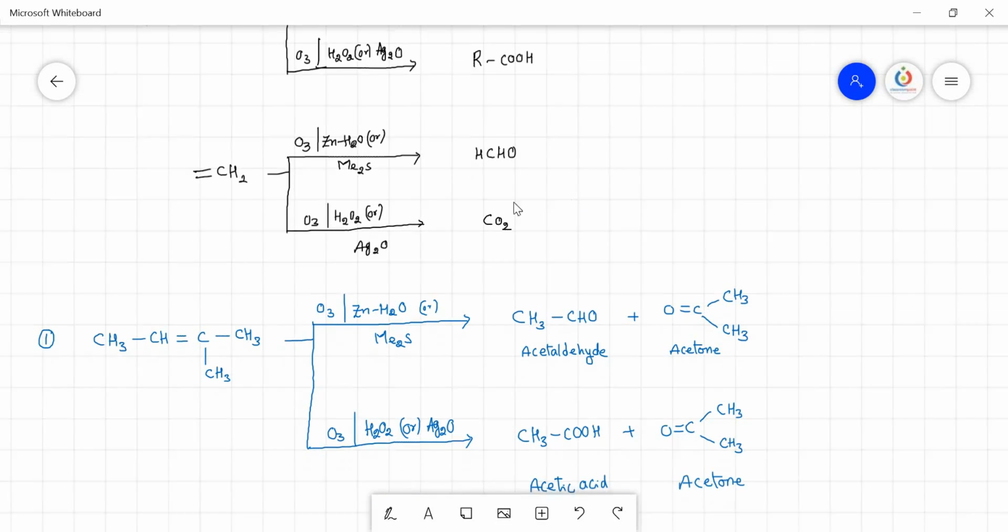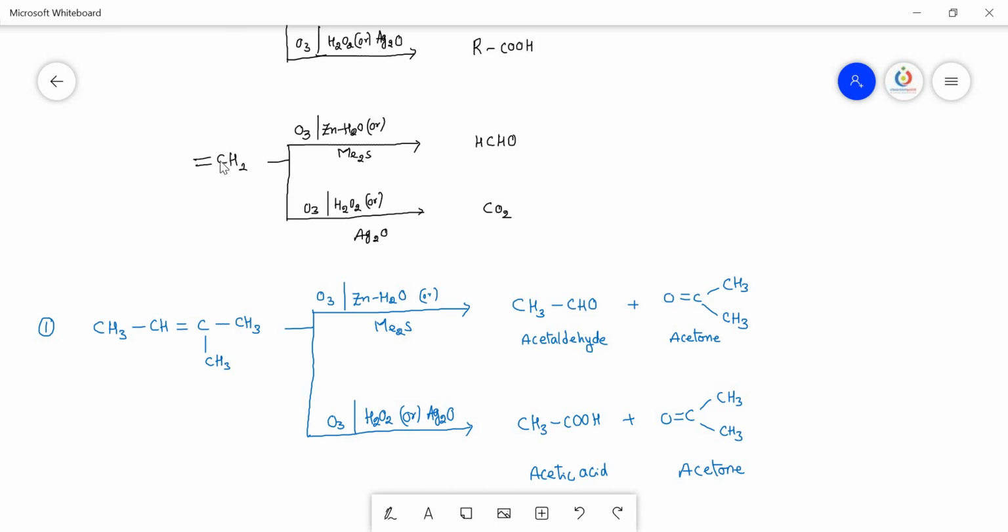Now, if any alkene has the double bond CH2 group, reductive ozonolysis gives formaldehyde, whereas oxidative ozonolysis initially gives formaldehyde. That formaldehyde will be oxidized to formic acid. Again that formic acid will be oxidized to carbon dioxide. So wherever double bond CH2 is there, in the case of oxidative ozonolysis, you just write down carbon dioxide from that particular part.